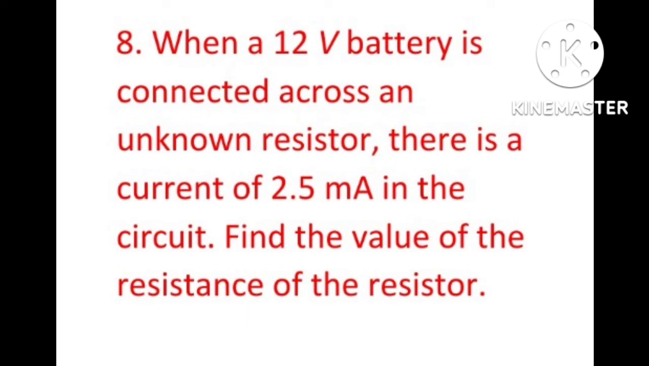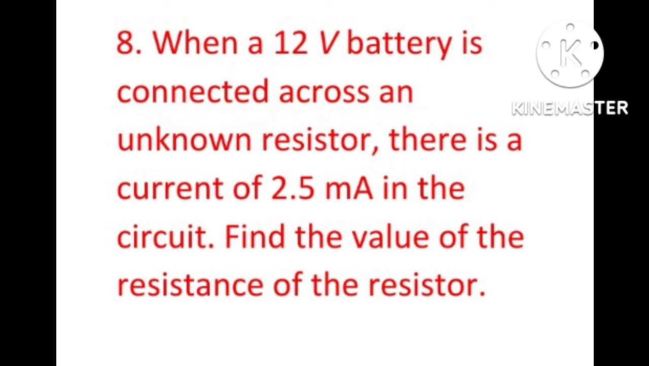Now we can move to question number 8. The question is, when a 12 volt battery is connected across an unknown resistor, there is a current of 2.5 milliampere in the circuit. Find the value of the resistance of the resistor. Here we have to calculate the resistance of the resistor.